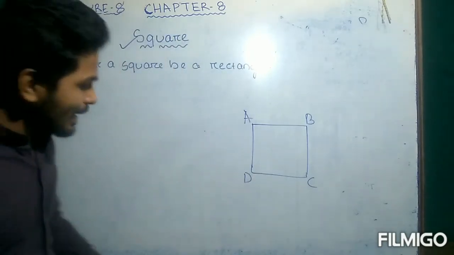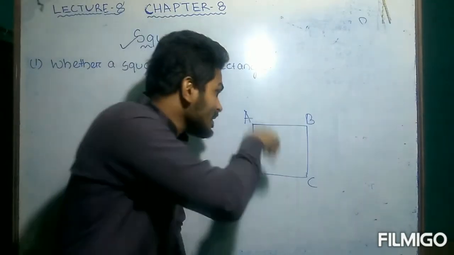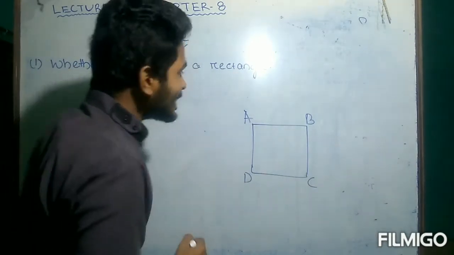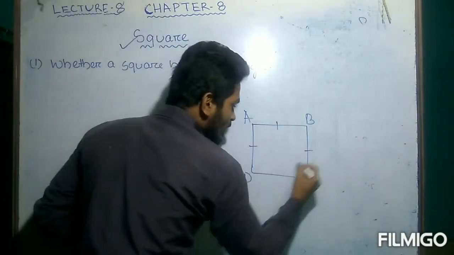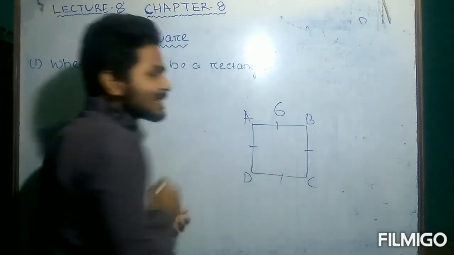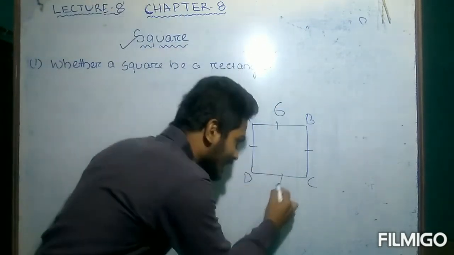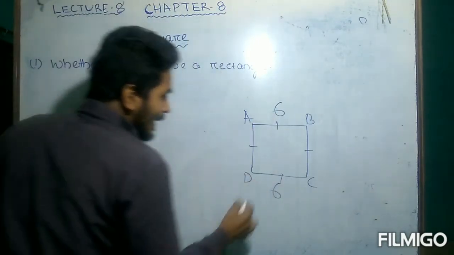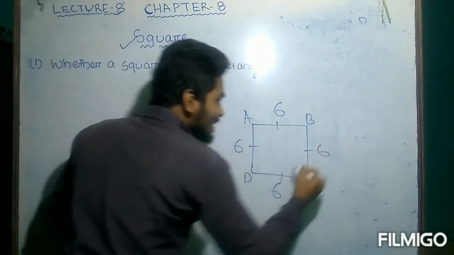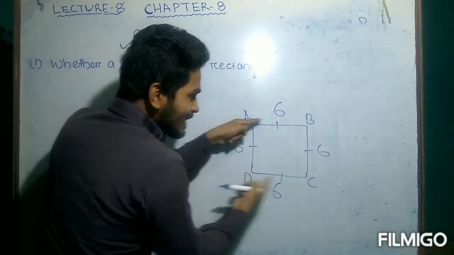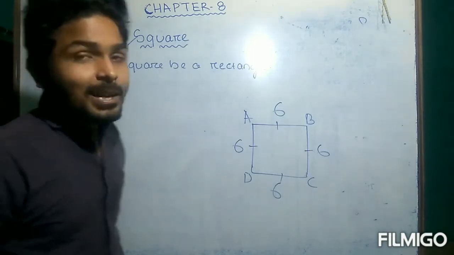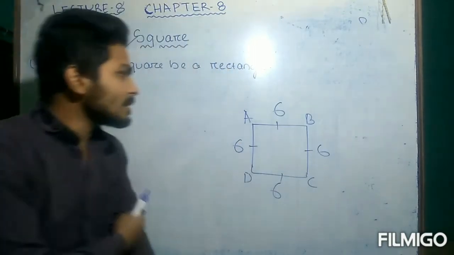The second property is that in case of a rectangle, the opposite sides are equal, right? Here also you can see all the sides are equal. If we take this as 6 cm, then what is the value of this? It is 6 cm. It means opposite sides are equal. Now it is also 6. Here also you can see AD is 6, BC is 6, AB is 6, DC is 6. So opposite sides are equal. So it satisfies the second condition.